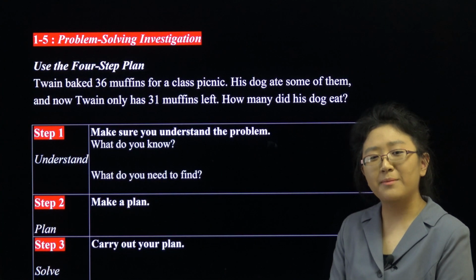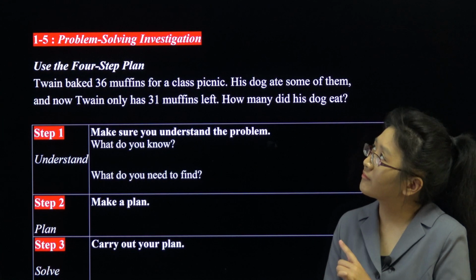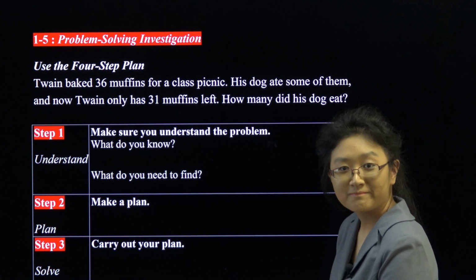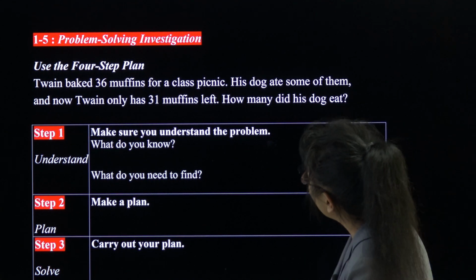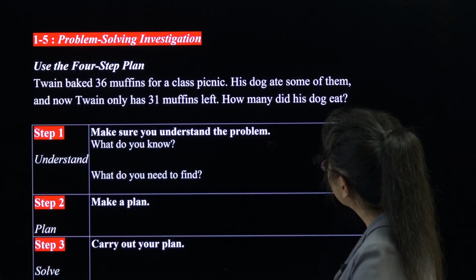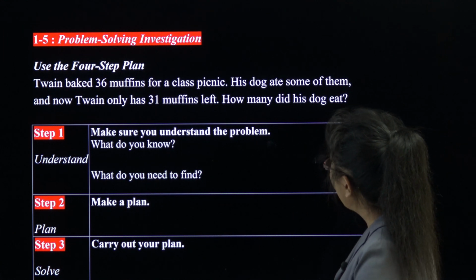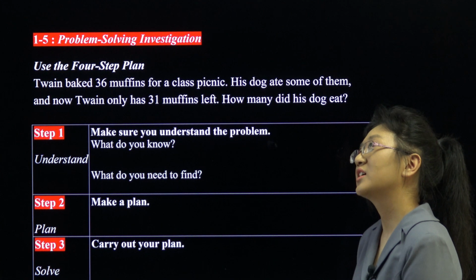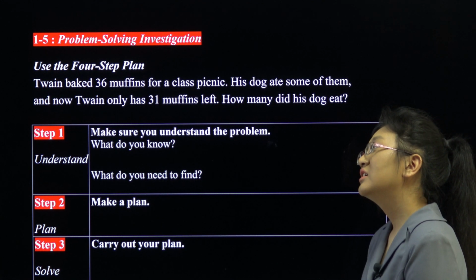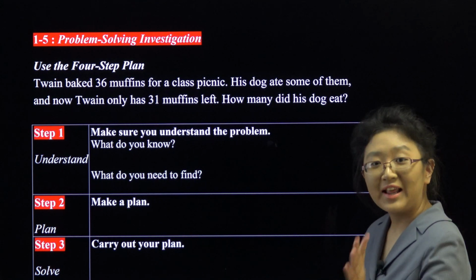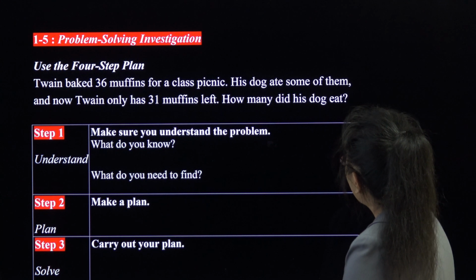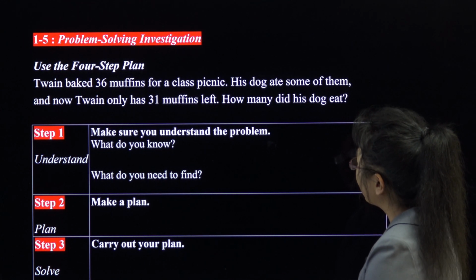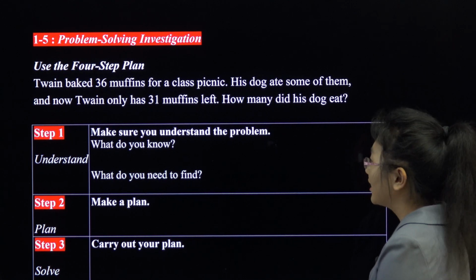So remember that 4-step plan that we talked about in section 2? Well, we're going to talk about it more. Twain baked 36 muffins for a class picnic. Cool. I mean, we had potlucks, but not really picnics. Well, actually, no, we did have this graduation picnic. I didn't go. Anyhow, his dog ate some of them. Okay. And now Twain only has 31 muffins left. How many did his dog eat?